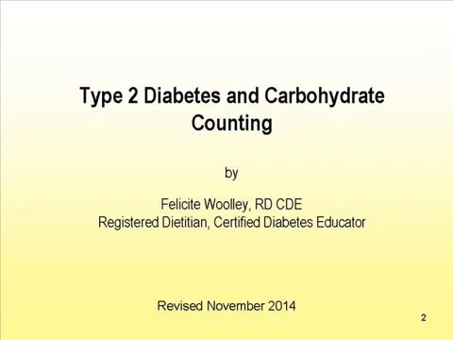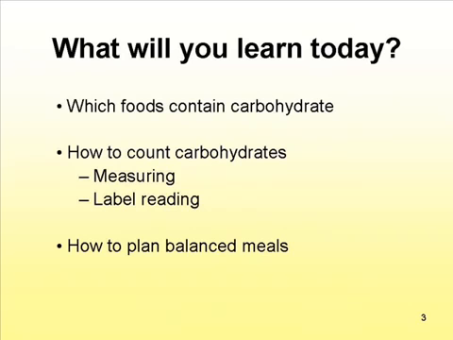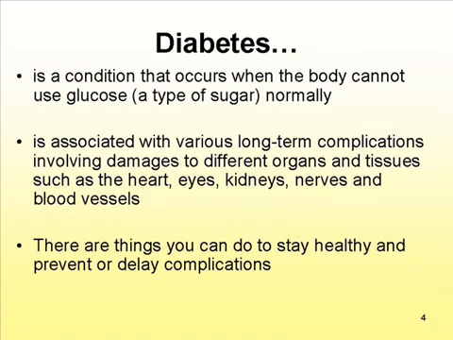Type 2 diabetes and carbohydrate counting. How to count carbohydrate using measuring cups and label reading, and how to plan balanced meals. Before we start, I'd like to just explain what diabetes is so that we're all on the same page. Diabetes is a condition that occurs when blood glucose is too high, which means the same as blood sugar. Diabetes is also associated with various long-term complications involving damage to the body.